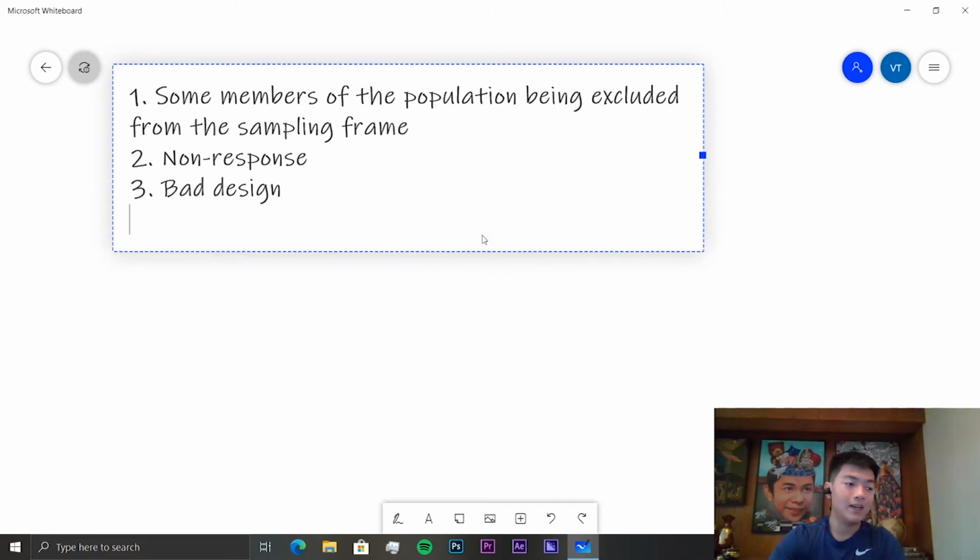The third one is just bad design. If the questionnaire or whatever sample you're doing is biased inherently, if it has leading questions or if it's confusing, then it might lead respondents to give misleading information and the sample being biased.